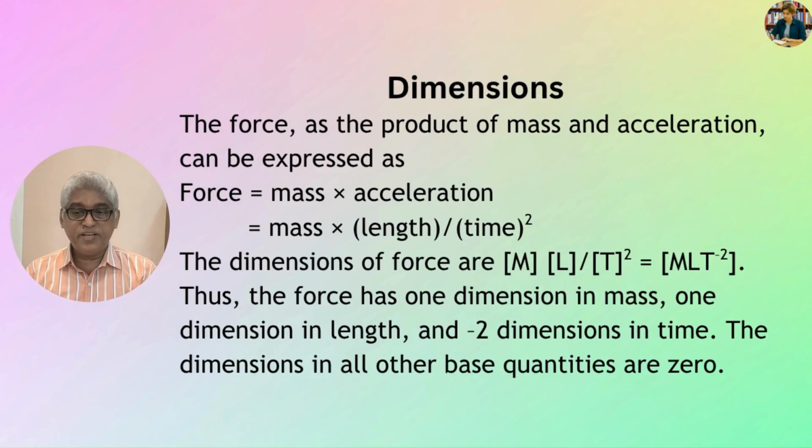So the dimensions of force: mass is written as M, there is no L or T, or one can write L raised to 0, T raised to 0, M raised to 1, and acceleration as L raised to 1 divided by T raised to 2, or that T you can take up, means using the laws of indices we can write M L T raised to minus 2, right? Thus the force has one dimension in mass, one dimension in length and minus 2 dimensions in time. So the dimensions in all other base quantities are 0. Means we don't need to express force in other quantities.